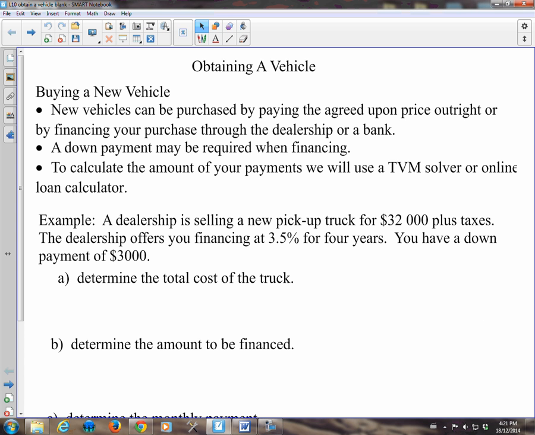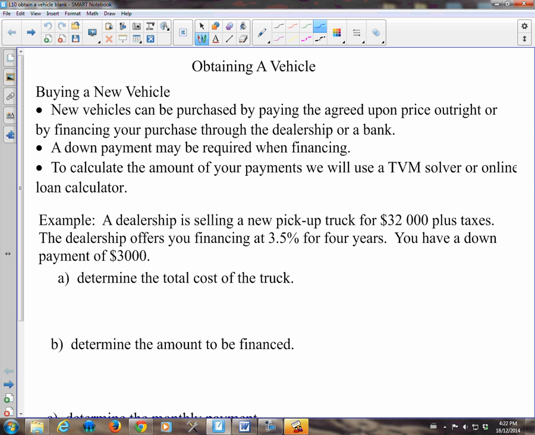New vehicles can be purchased by paying the agreed upon price outright or by financing your purchase through the dealership or a bank. So you can pay the amount right to the dealership, or you can borrow the money to pay for it. A down payment is often required when you're financing it, when you're borrowing the money. To calculate the amount of your payments, we'll use a TVM solver or an online loan calculator.